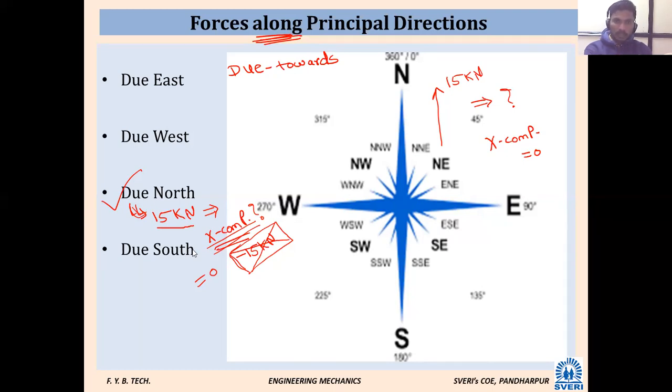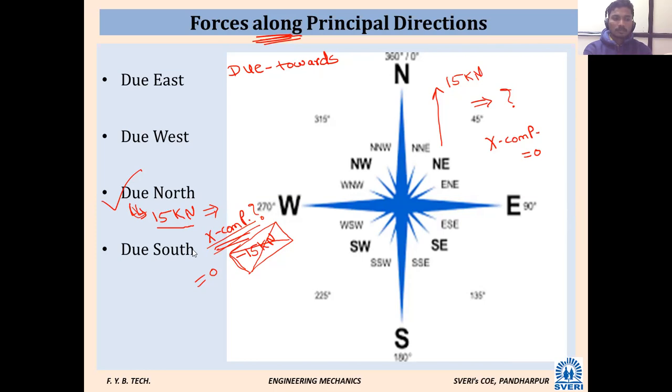Next question. If a force of 100 Newton is due east, what will be its Y component? Zero. It will be zero irrespective of whether it is 100 Newton or whatever. Due east means horizontal. For a given horizontal force, its vertical component is zero. Can we say like this?